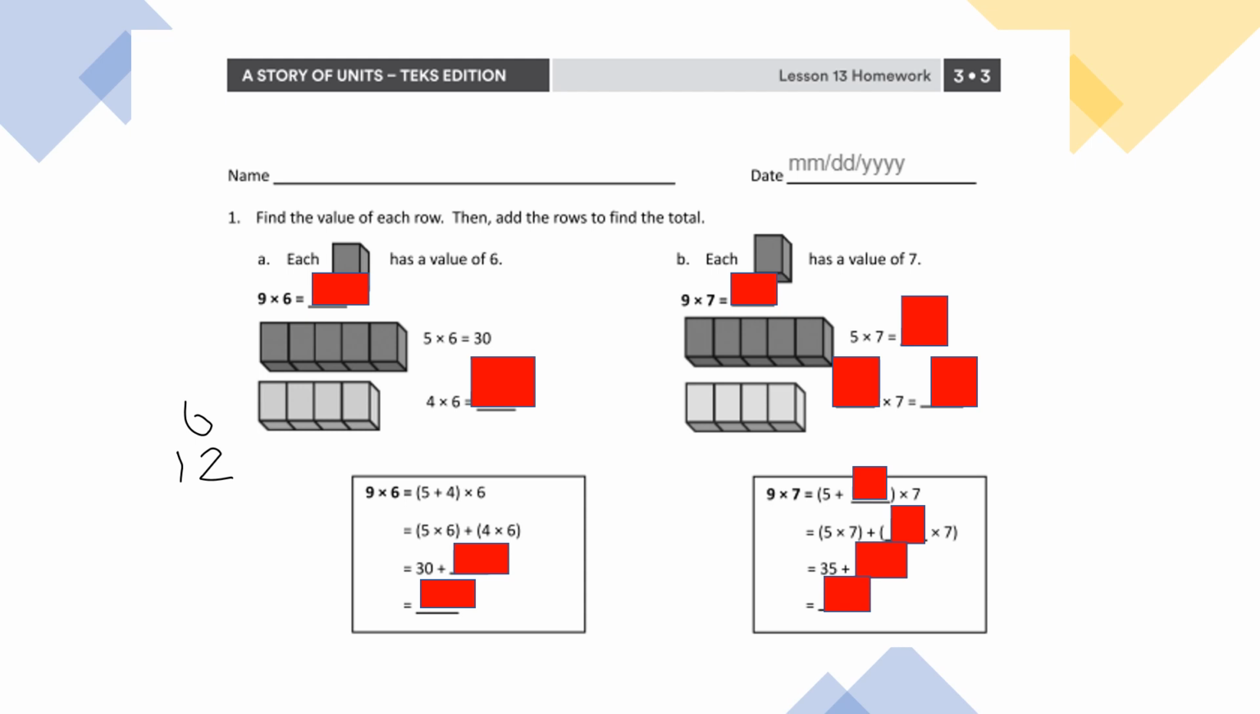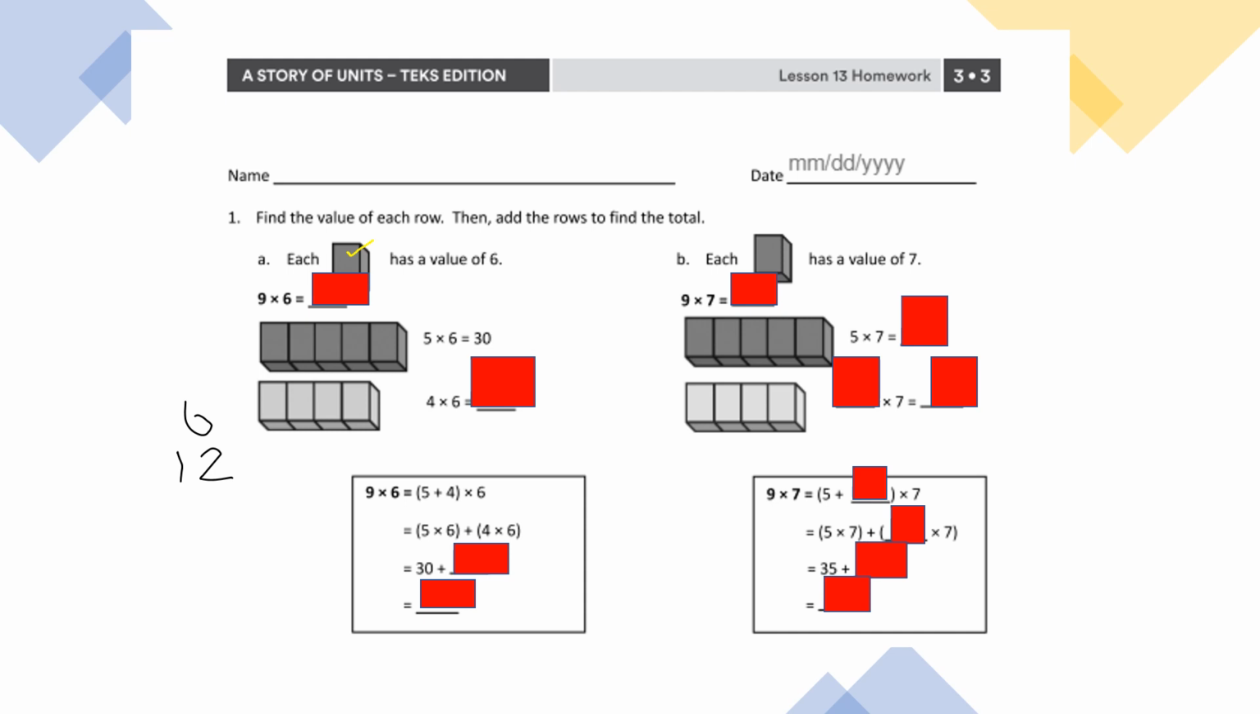All right, now the instructions for number 1 says find the value of each row, then add the rows to find the total. It says each unit, that little cube is a unit. Each unit has a value of 6. So that means for problem 1A, every time you see one of these little units, then that little unit is equal to 6. So first, we're going to focus on the actual equation we're trying to solve.